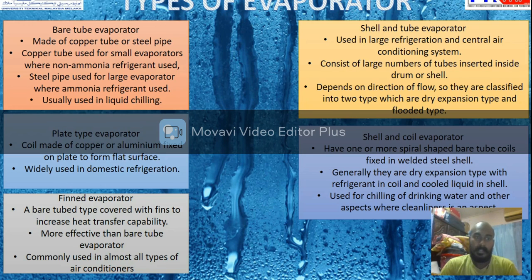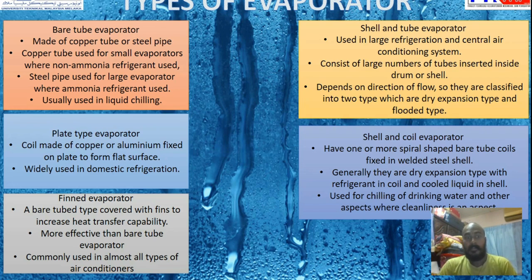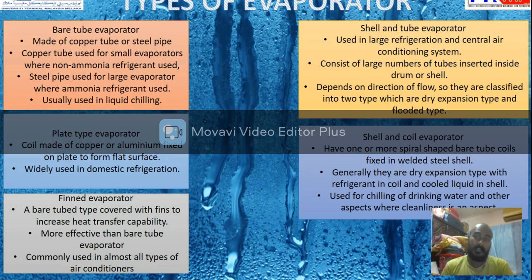Next, there is the plate type evaporator. The plate type evaporator has a coil made up of copper or aluminium fixed on a plate to form a flat surface, and this type of evaporator is widely used in domestic refrigeration.